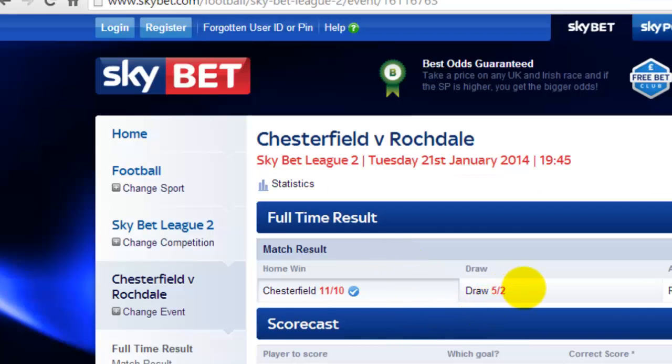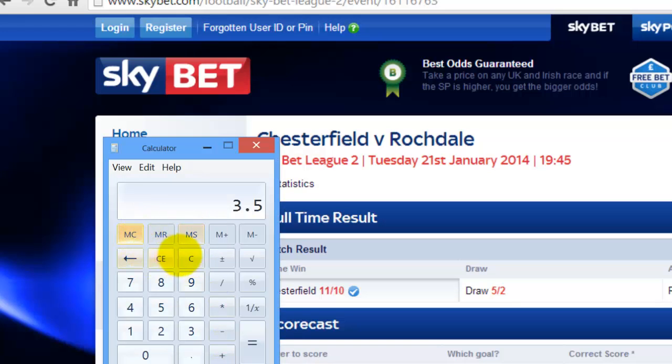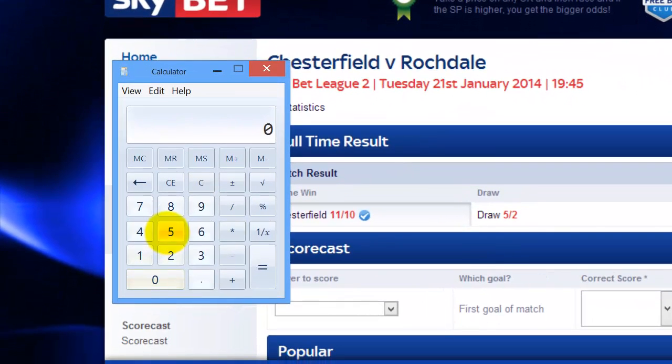I explained in a previous tutorial how you convert the fractional odds into decimal odds, but this time I want to show you how easy it is to do it manually as well. Open up our calculator, really simple. 5 divided by 2 is 2.5 plus 1. That's it, 3.5.